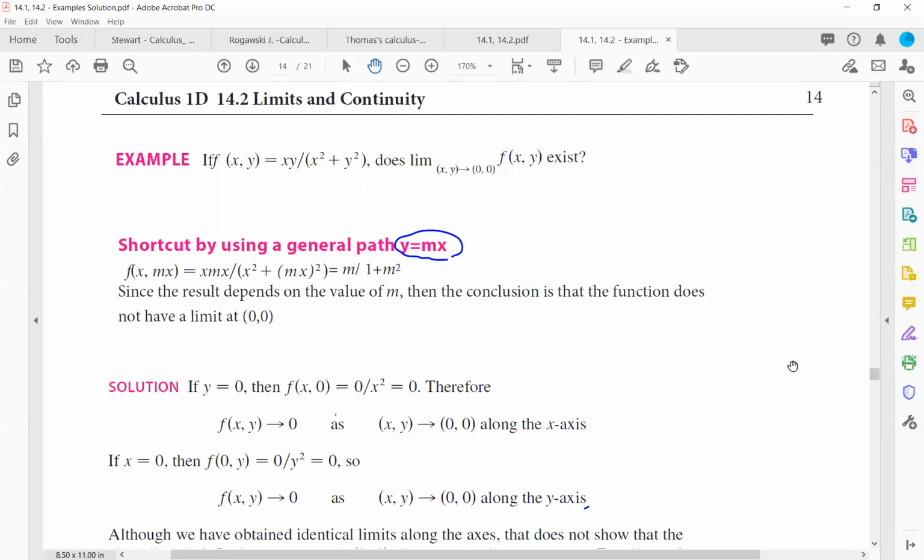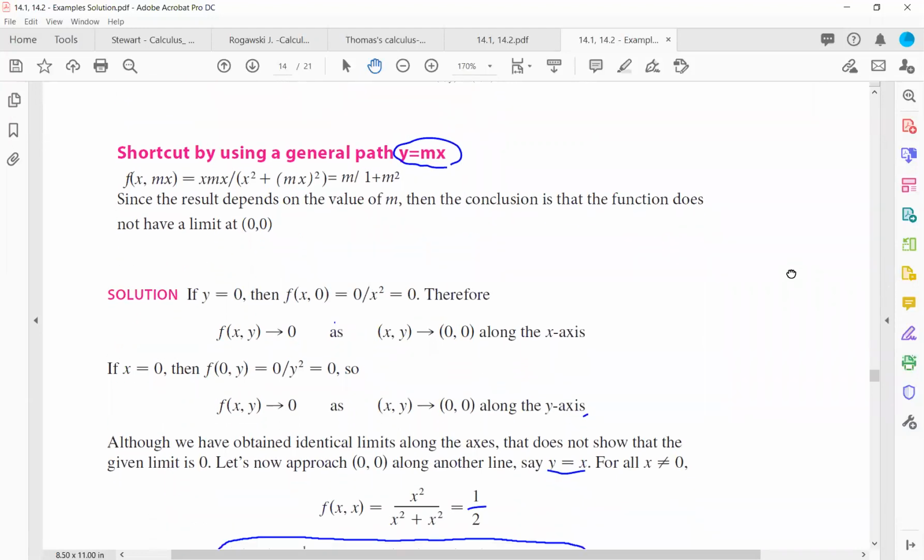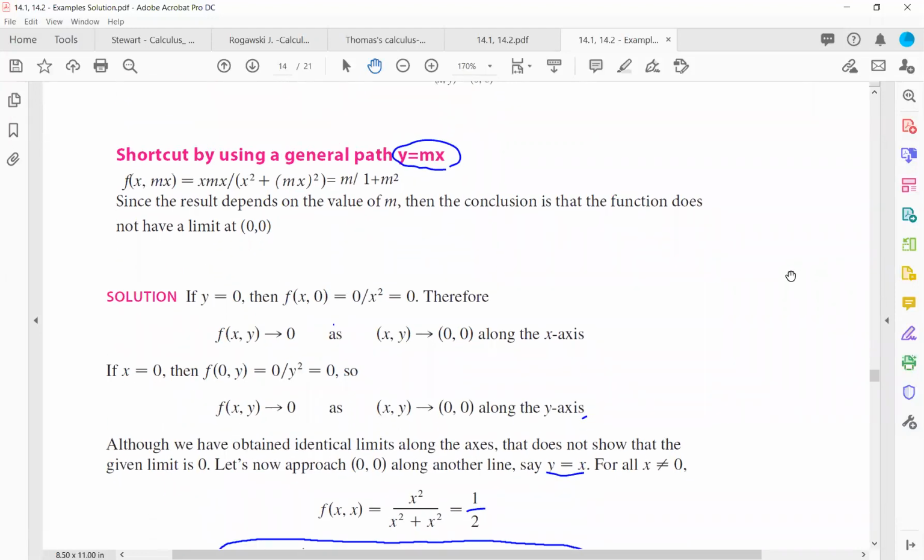Or you can use the longer version. You can take different paths for your function and check to see if you have a limit. Very well, the first path you can take is y equals 0. Wherever you see y, you write down 0. f of x and 0 is equal to 0 divided by x squared, which is 0. What's the meaning of that? It means that as you walk along the x-axis, or y equals 0, the limit of the function is getting closer and closer to 0.